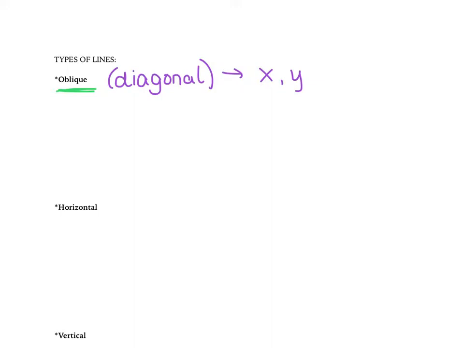Anything that has an x and a y in the equation, anything that has an x and a y intercept, is going to be an oblique line. And we write these either in slope-intercept form, which is y equals mx plus b, or in standard form, which looks like this, ax plus by equals c. Either one of these is an oblique line.